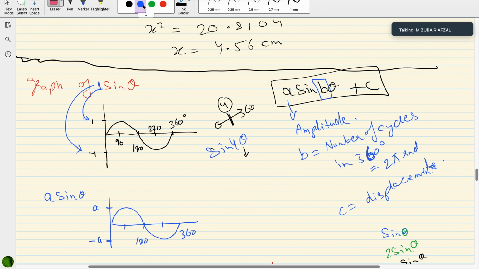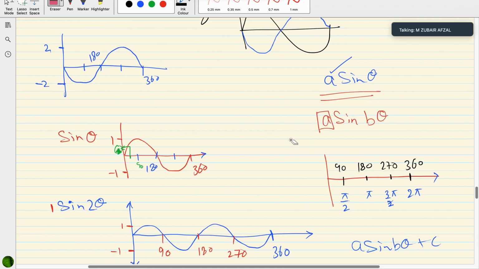And c is the translation. If it is positive, the graph moves upwards. If it is negative, the graph moves downwards. This is sine theta. If we draw sine theta plus 1, we move all of the graph 1 unit upwards. If we draw sine theta minus 1, we move all of the graph 1 unit downwards, or we play with the x-axis. It entirely depends on your comfort.